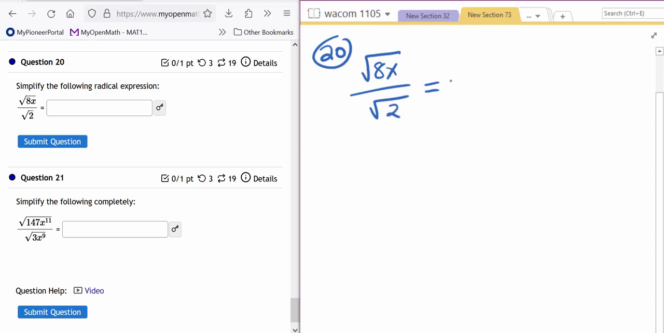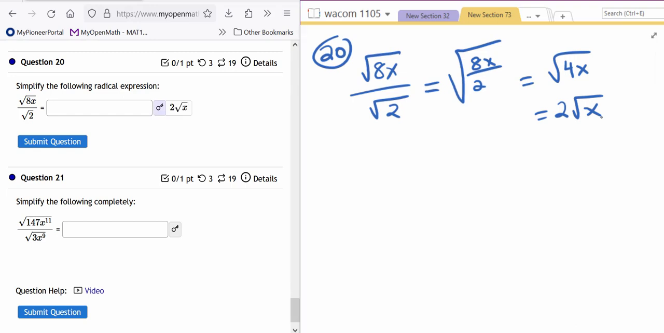Right, and so that's going to give us 8 over 2, and the x is still up here, which would give us 4. So we have square root of 4x, and the square root of 4 is 2. The x has to stay. It doesn't have anything to go with it. All right.